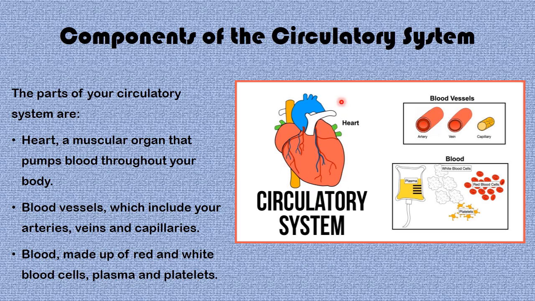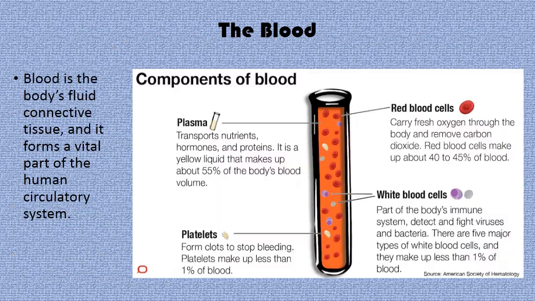We have the heart, which is a muscular organ that pumps blood. We have the blood vessels, which are composed of the artery, vein, and capillaries. And we have the blood, which is made up of other components like plasma, white blood cells, platelets, and red blood cells. Now, moving ahead, we'll be taking a closer look at the components of the circulatory system.